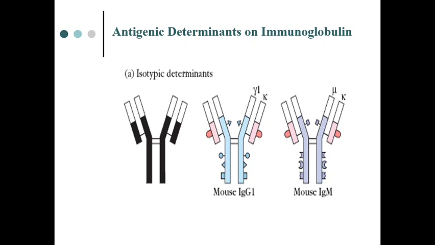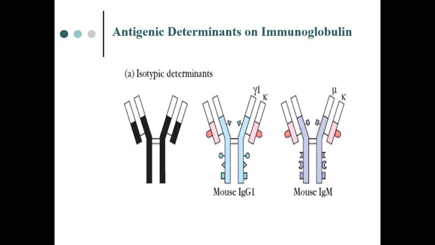Now first I will take up the isotypic determinants. Here in the diagram, on the extreme left hand side, the simple antibody molecule in the Y-shaped form is shown, a simple typical antibody molecule. And on the right hand side as well as in the middle, 2 different antibodies of mouse origin have been shown. One is IgG1 and another is IgM. And IgG1 is a subclass of IgG.